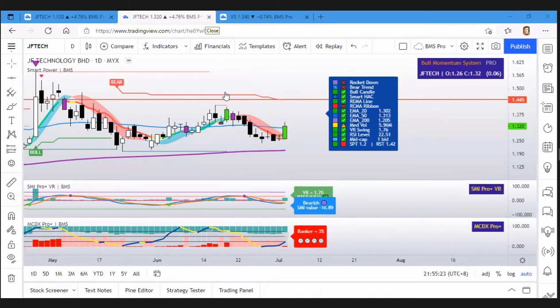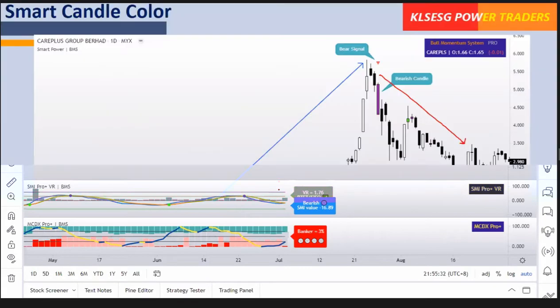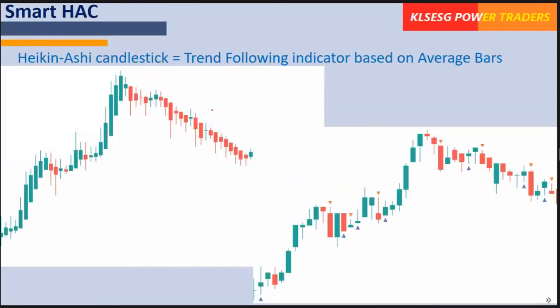Hurry. This one is more swing now, right? This is to swing up. Okay, to swing up. Later we move on to the chart review. Now we just move on to the signals. Now let's move on to this next one, which is Smart Hack. Smart Hack is a Heikin Ashi candlestick. You know there's something called Heikin Ashi in the chart system.